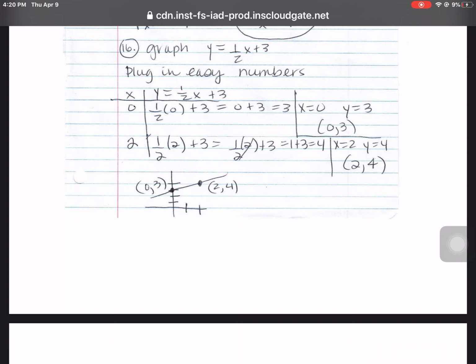Graph, plug in easy numbers. 0 is easy. 1/2 times 0 equals 0, plus 3 equals 3. So we plugged in x equals 0, and we got y equals 3. That gives us the point 0, 3. We're going to plug in 2 because 2 would be easy, because 1/2 times 2, the 2's cancel. So you get 1 plus 3 equals 4. So we plugged in x equals 2, and we got y equals 4. So our second point is 2, 4. And then plot your points.